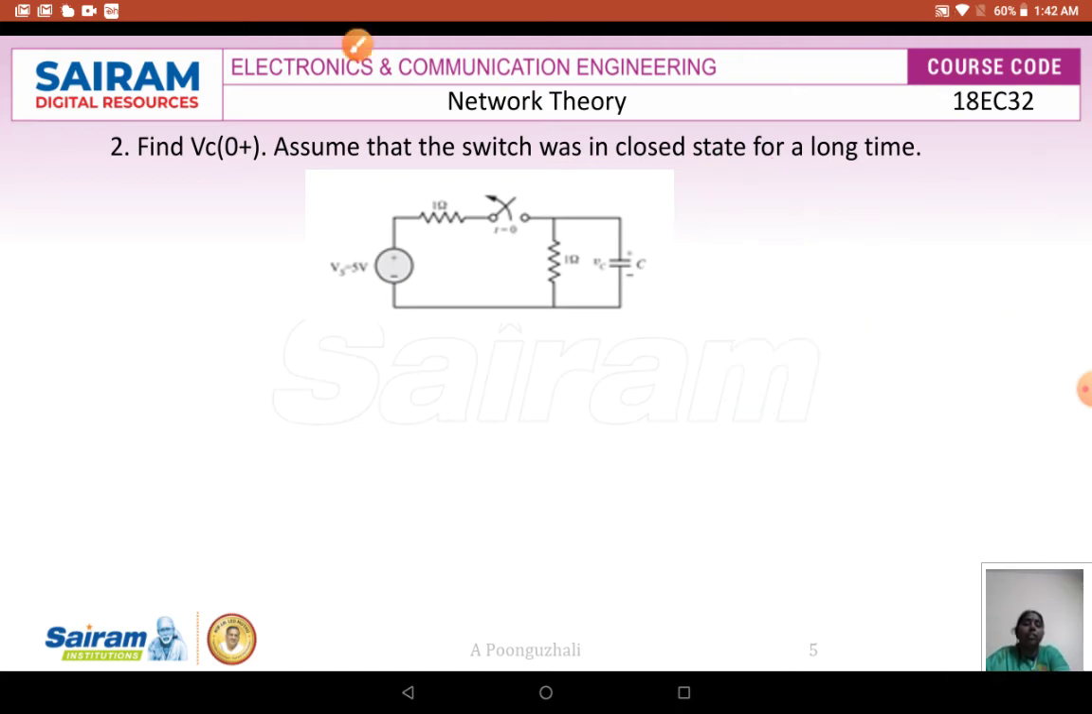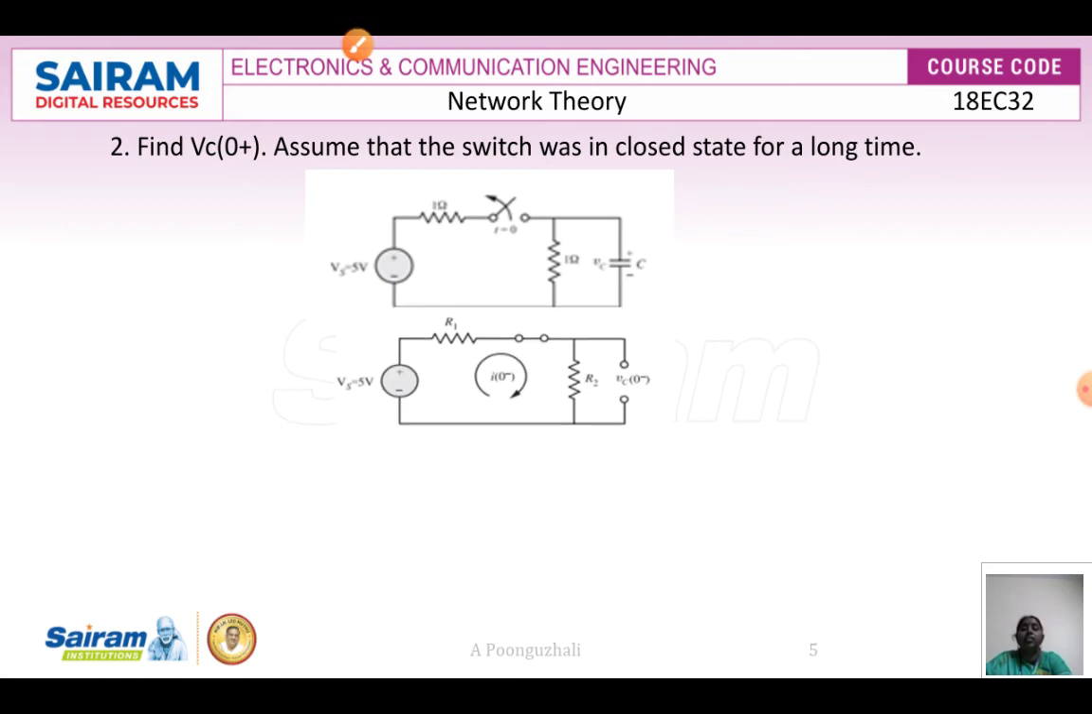So this is how we are going to write it there. You can see that first your switch was in the closed state for a long time, which means it is in steady state. Steady state means the capacitor is going to act as an open circuit. Now, to find VC of 0 plus, we will first find out what VC of 0 minus is.